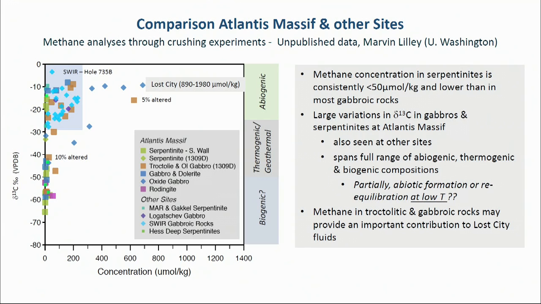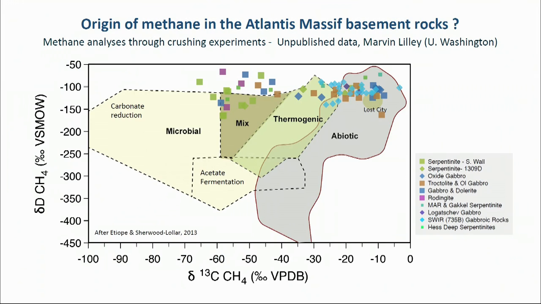But if we try and look at using hydrogen in the methane as well, then we come up with a different picture where we might have the carbon spanning all of these fields, but the hydrogen falls in a very narrow range, and in many of the samples, the hydrogen doesn't even fit in any of these fields that are, for example, defined by Etiope and Sherwood Lollar. So we have a different mechanism that produces this methane.